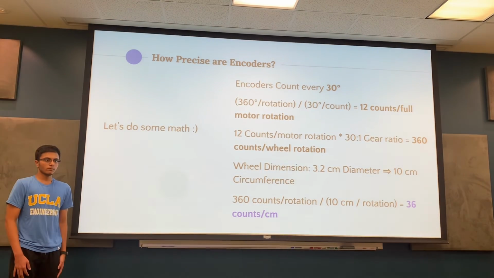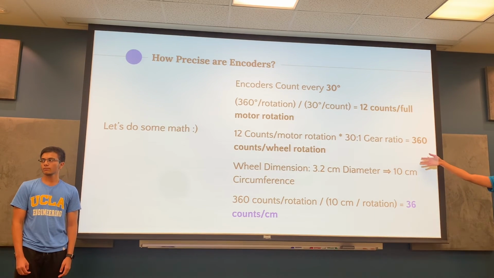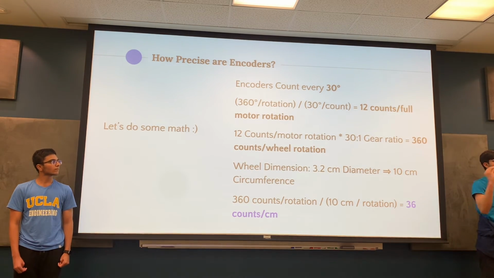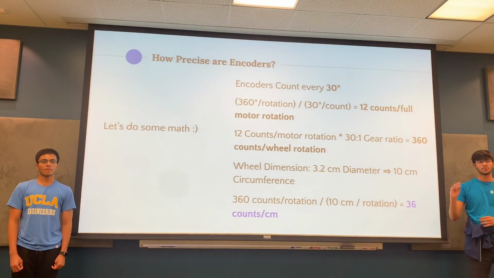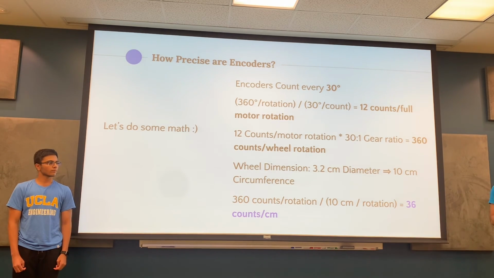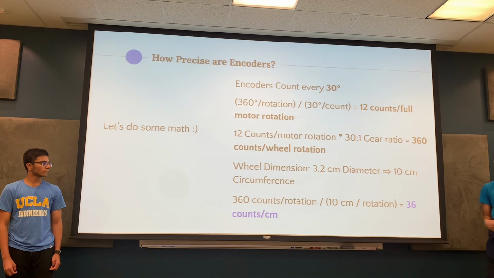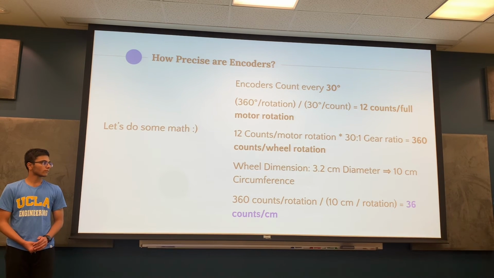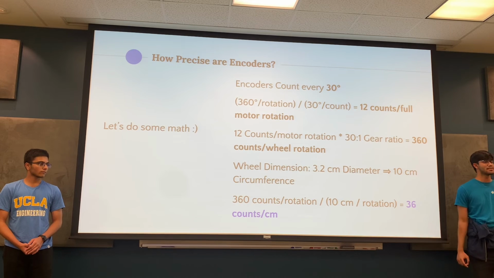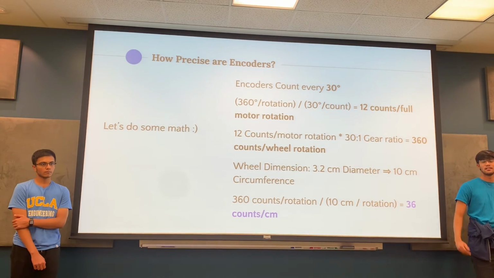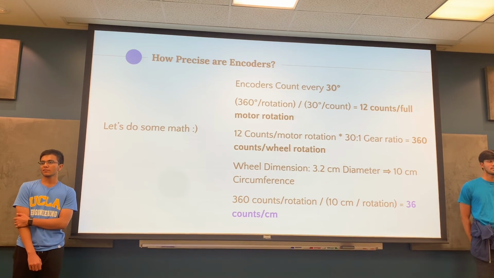This will allow us to have a full 360 encoder counts per wheel rotation instead of just 12, because again, every 30 turns of the smaller shaft makes one turn of the bigger shaft, which the wheels are attached directly to. And then the wheel dimensions are as follows, and based on some simple math of the circumference of the wheel per rotation, we can determine that we have 36 counts per centimeter moved of the Micromouse. And this will be very helpful when determining how many encoder counts to move forward per cell. Any questions?